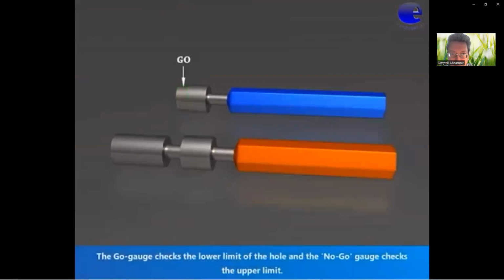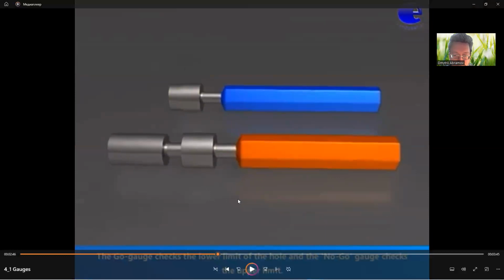The go gauge checks the lower limit of the hole and the no-go gauge checks the upper limit. Remember this and write it down in your notes.